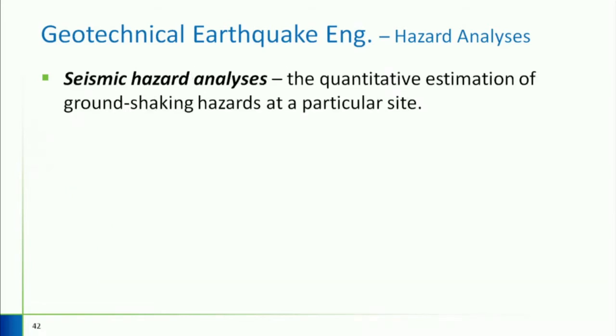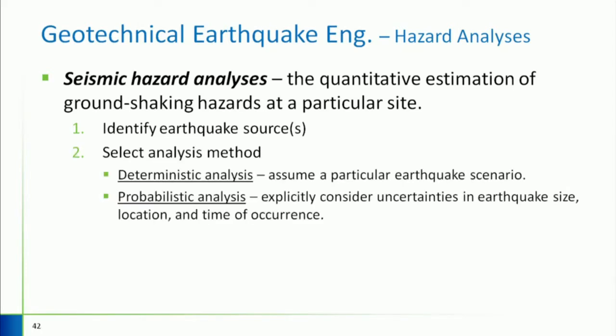We do what's called seismic hazard analyses. It's a quantitative approach to evaluate the energy that reaches our site. It's a 4-step process. You have to identify your source or sources. You have to select an analysis method, deterministic or probabilistic. You have to perform the analysis, and then you have to apply the local site effects. And then you have your parameters used to design your structure.